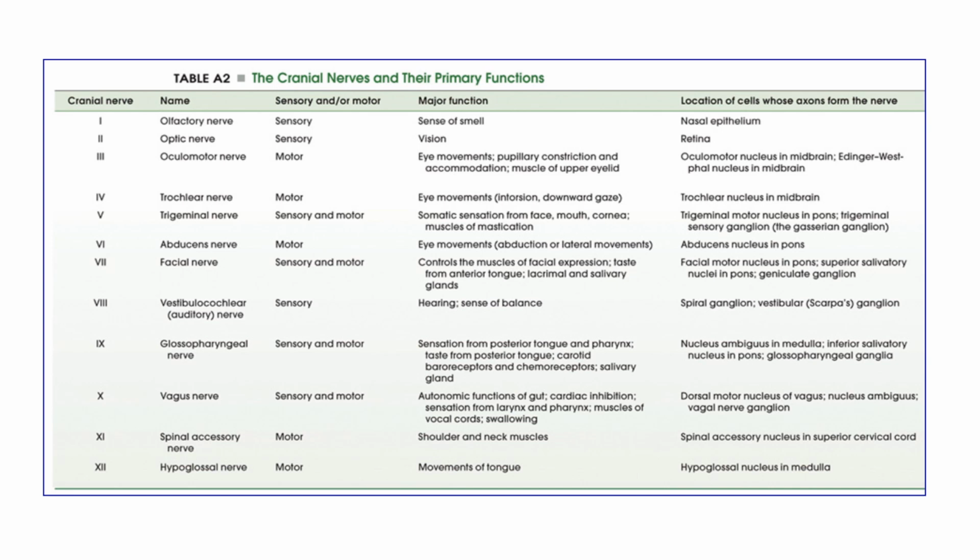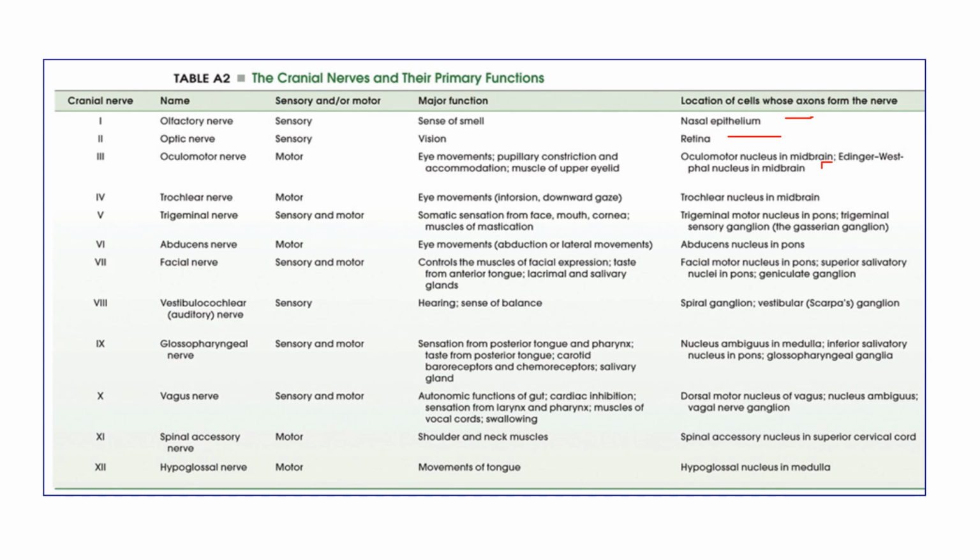Let's see here. Major functions here on the next part, and then location of cells whose axons form the nerve. So this is the cell bodies. Okay? This is a way of just saying the nucleus. Okay, so that's the nucleus, so that collection of cell bodies. So where are they? So cranial nerve 1, nasal epithelium. Cranial nerve 2, retina. Cranial nerve 3, oculomotor nerve, oculomotor nucleus in the midbrain. That's that Edinger-Westphal nucleus as well is there.